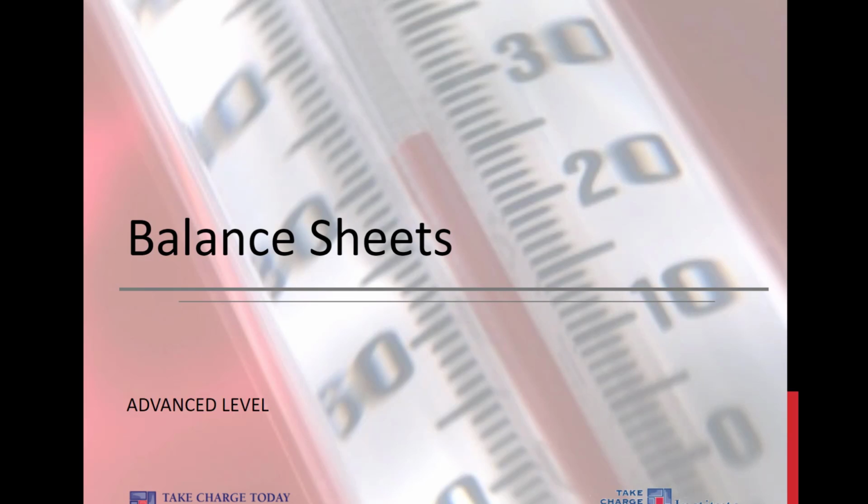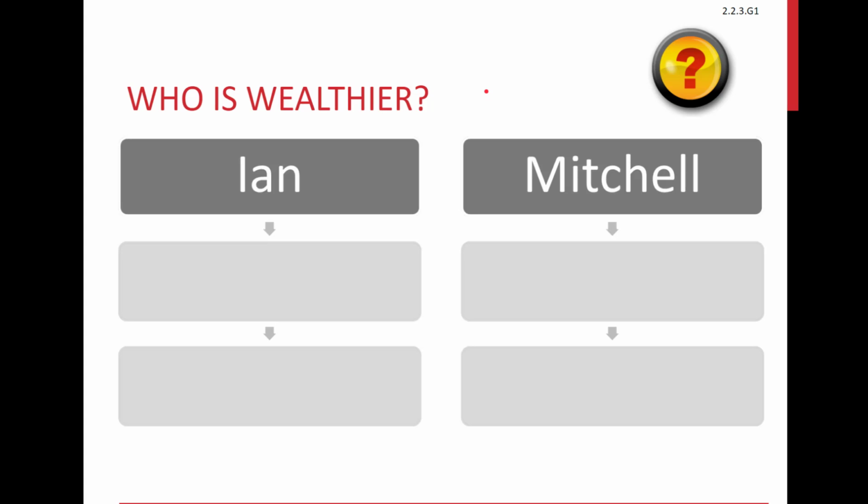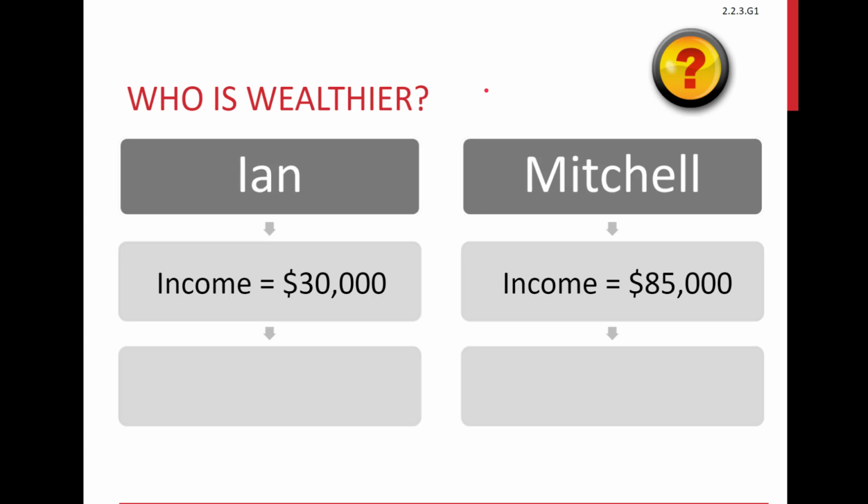Today we are talking about balance sheets. So first, let's talk about who is wealthier, Ian or Mitchell. Ian has an income of $30,000. Mitchell has an income of $85,000. And if we solely looked at their income, we might say that Mitchell is wealthier.